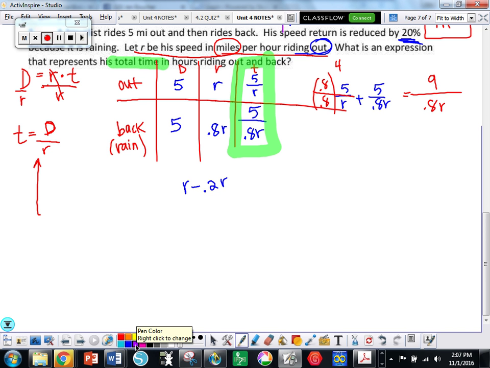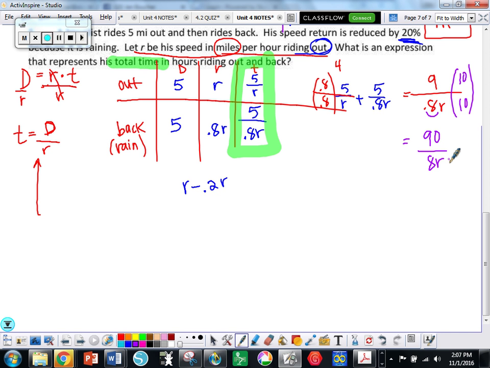Here is how you would simplify this if it does not divide nicely. Could I multiply this by something to get the decimal to move over one spot? If I multiplied it by 10, I would, right? And then the decimal would be gone. If I multiply the bottom by 10, I have to multiply the top by 10. And when I do, you get 90 over 8R.